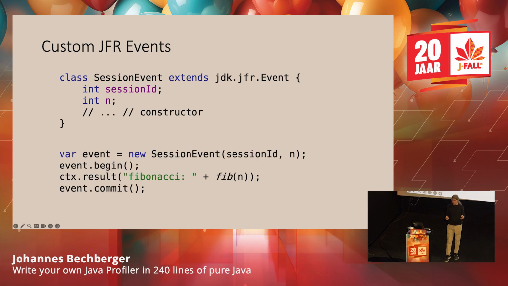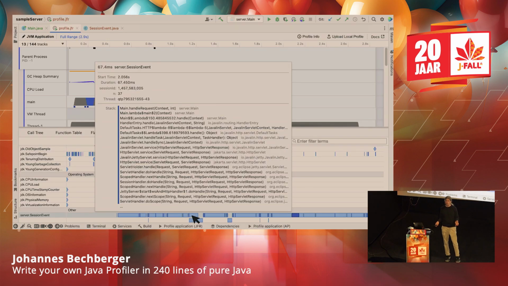And what JFR gives us then is a nice API. We create our event, and then we tell it to begin, so we associate it with a stack trace and also with a start date, and then we do our computation, and then we commit it down to the JFR file. We can then view it in our favorite JFR viewer and just see that the 37th Fibonacci number took like 17 milliseconds.